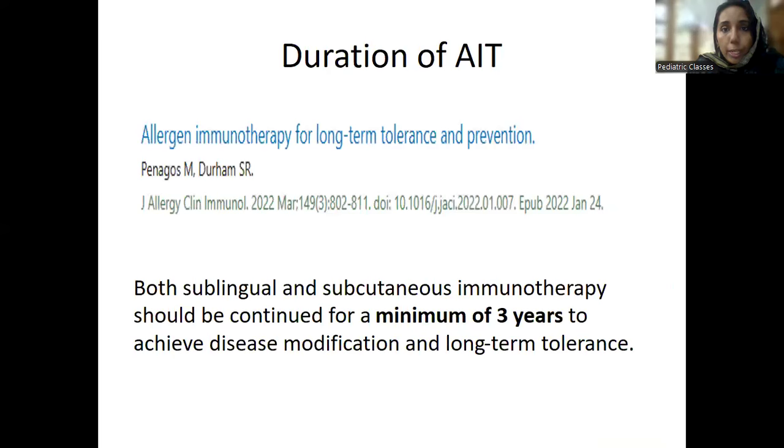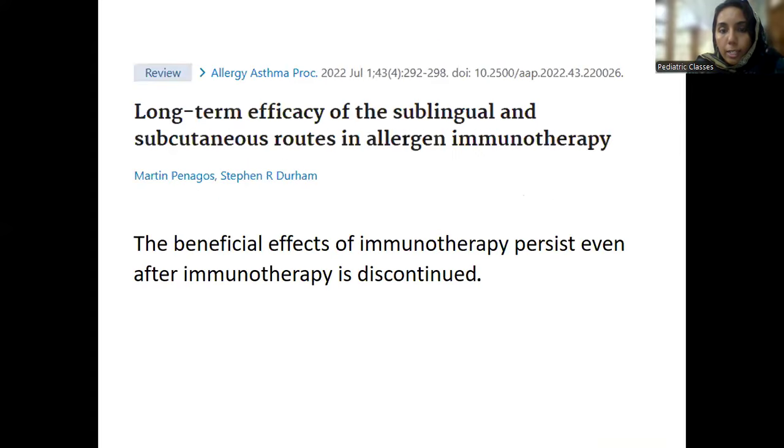So coming to the duration, again, multiple studies have been done. In one of the studies, it is found that we need to give it for at least a minimum of 3 years. Then only will we have a disease modification and long-term tolerance. So please note that the effects of immunotherapy will take around 6 months to come. We have to tell that to the patients very clearly, because they should not expect that we start immunotherapy today and they'll get a response in another 1 month or so. We should tell them it will take around 6 months to act. And the beneficial effects of immunotherapy persist even after immunotherapy is discontinued.